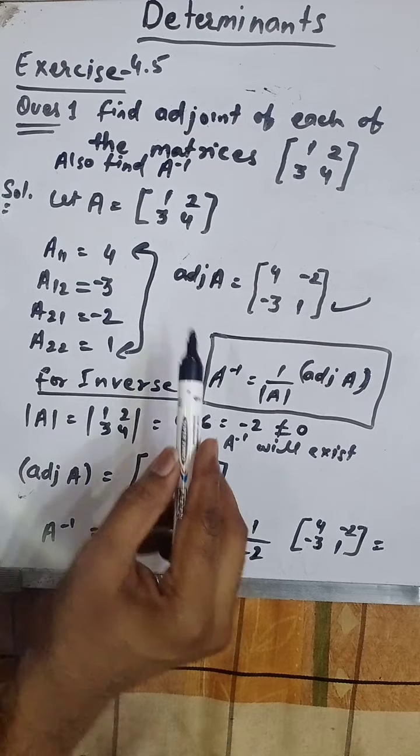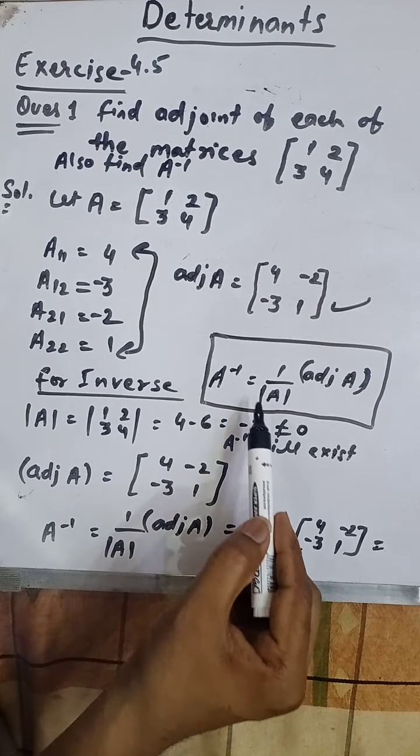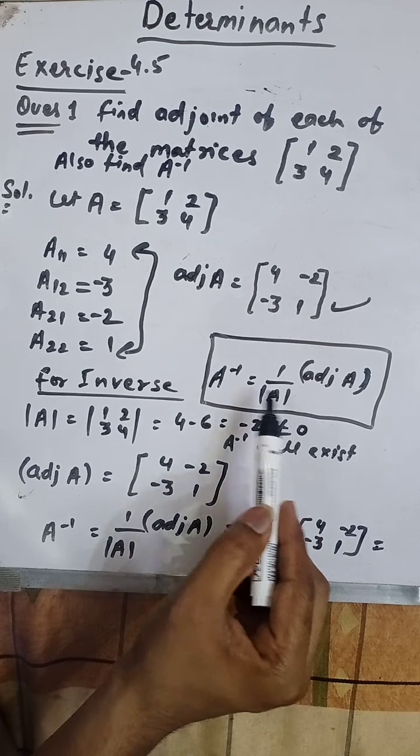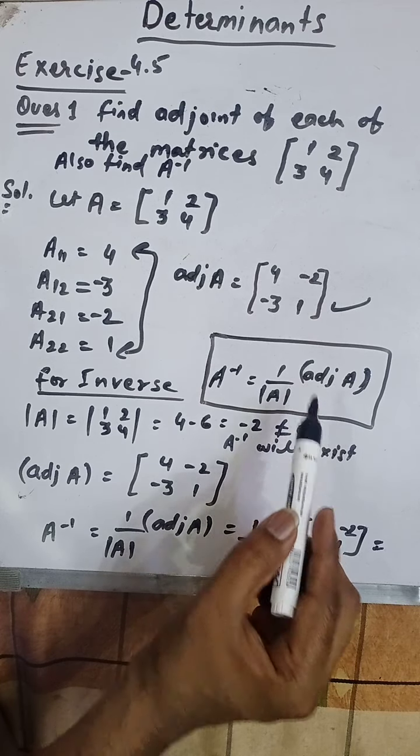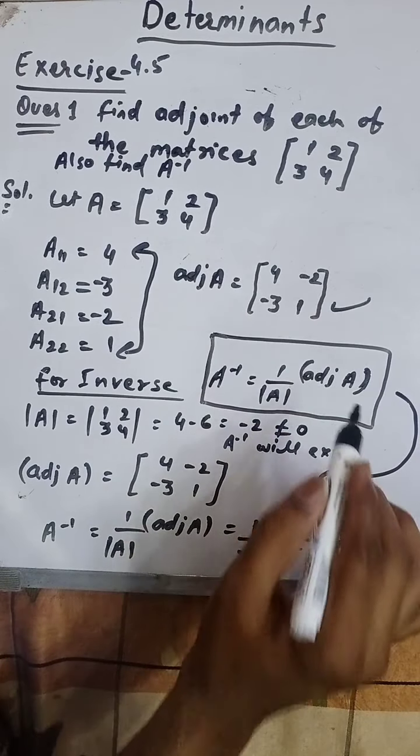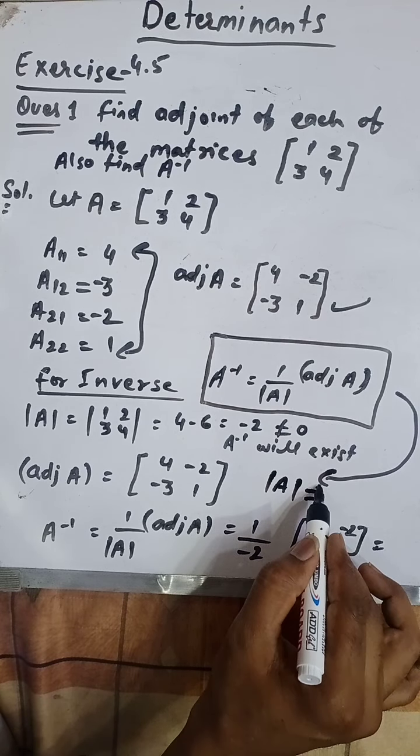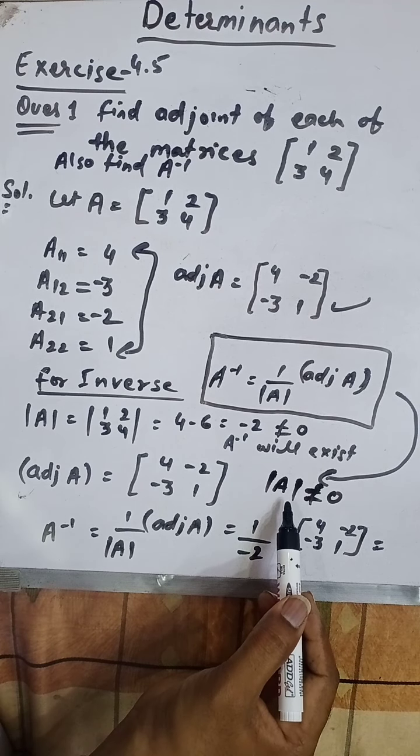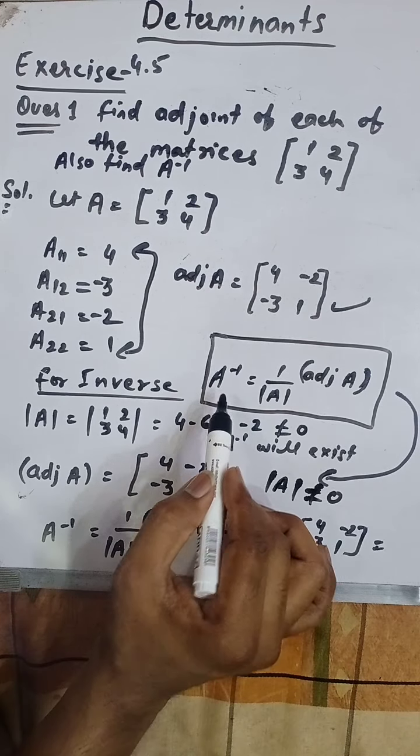Next, now we have to find the inverse of this matrix A. So see, how can we find the inverse? This is the formula to find the inverse of any matrix. Okay, A inverse is equal to 1 by determinant A into adjoint A. Okay, and recall that this formula is valid when determinant A is not equal to 0. That means the determinant which you find must not be equal to 0. Okay, then you can find the inverse.